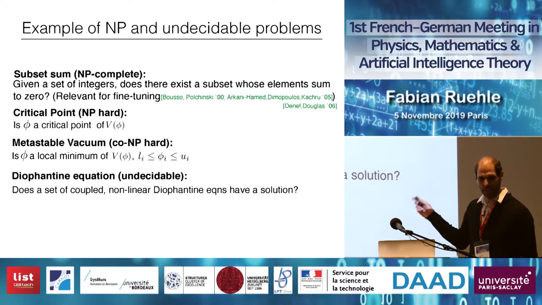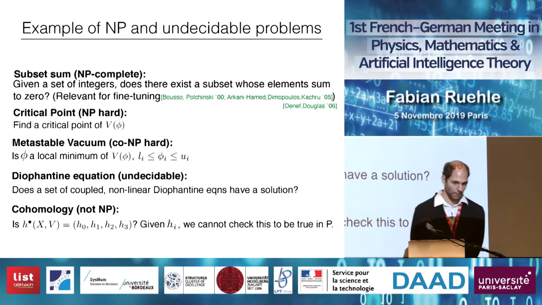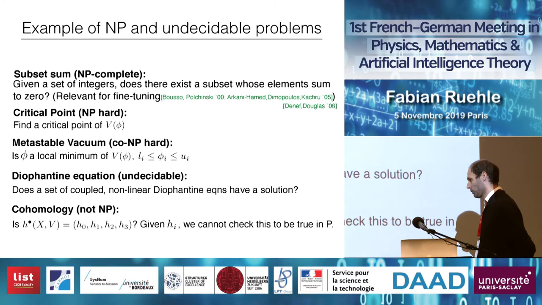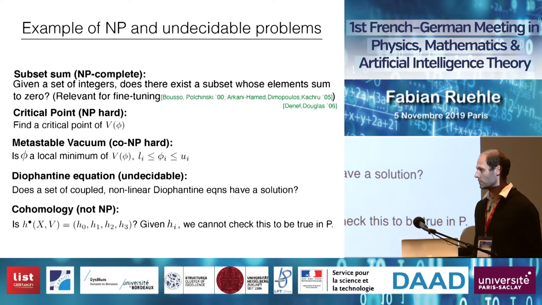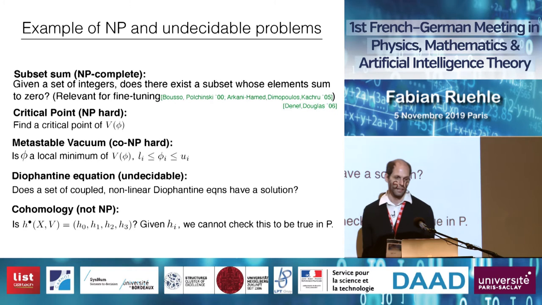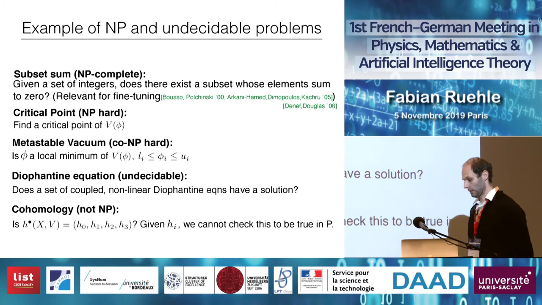And then there are problems like cohomology. These are not even in NP. Cohomology is needed in order to find the spectrum of massless states in string theory. It's not in NP because there is no polynomial check: if somebody gave you a solution, you couldn't plug it into a polynomial and check that it actually is a solution. So we have this collection of NP-hard, co-NP-hard, NP-complete, and undecidable problems, or problems that are not in NP, and we need to solve all of this if we want to study what string theory says about the real world.